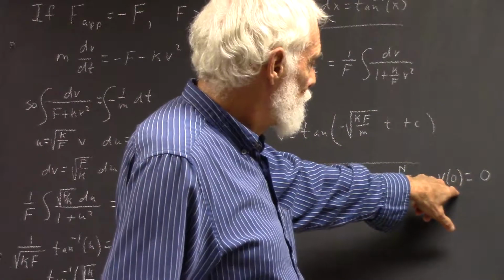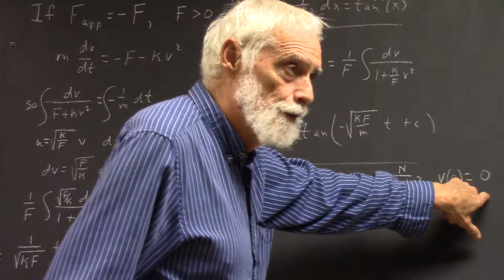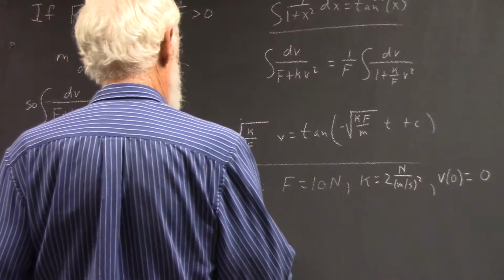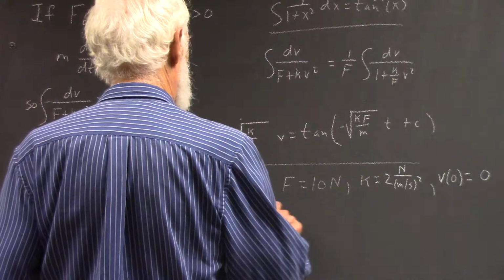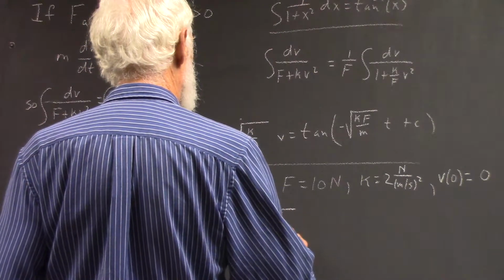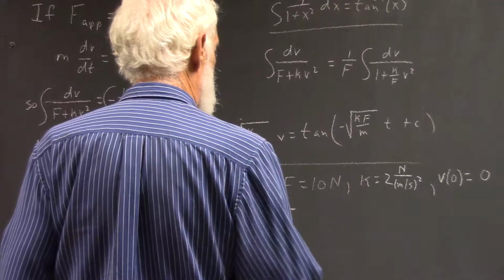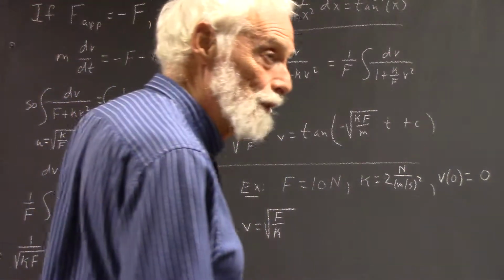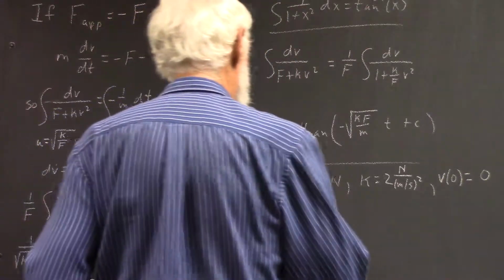Think about what you got. And let's just say your initial condition now is that V of 0 equals 0. So V equals what? Square root of F over kappa. And F over kappa darn well better have units of meters per second, units of velocity, okay?